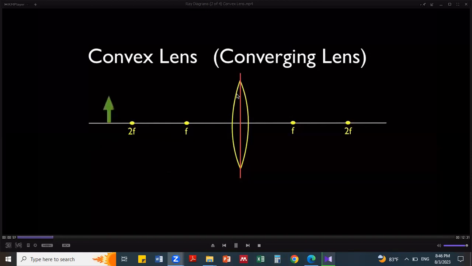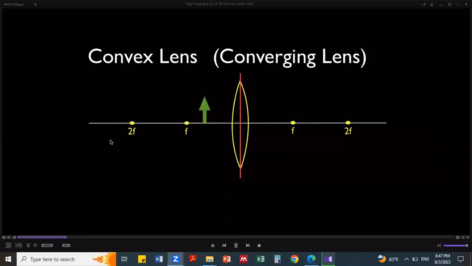And what we want to be able to do at the end of this video is you should be able to draw the ray diagram to locate the image for any place that we were to put the object. So this green arrow is our object. We're going to start beyond 2F. Then we're going to put the object at 2F. Then we're going to put it between F and 2F. And then F, and finally inside of F.